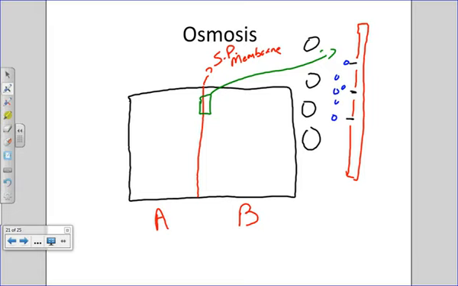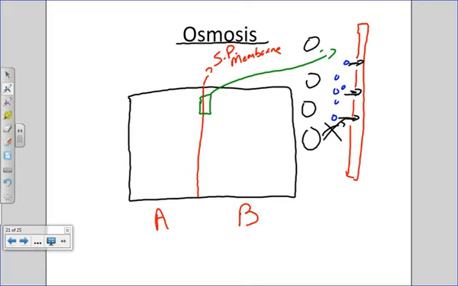The same concept as diffusion as well. There has to be a selectively permeable membrane. Except in this situation, when we're talking about osmosis, the membrane is selective to water. This membrane is small enough to allow water to pass through it, but it won't allow proteins to pass through because the proteins are too large. So that's number one.